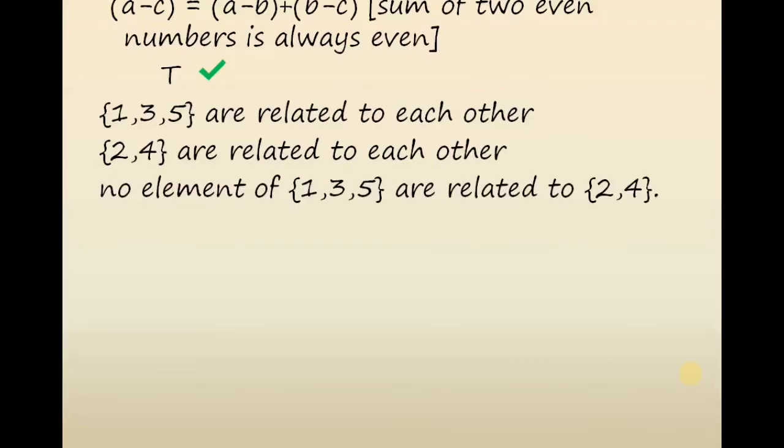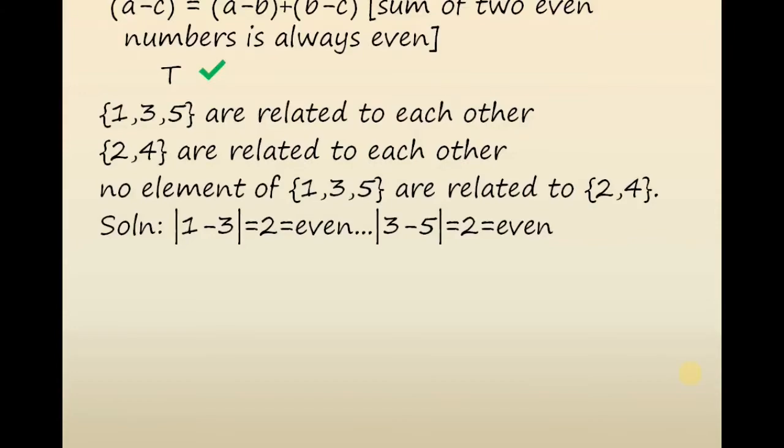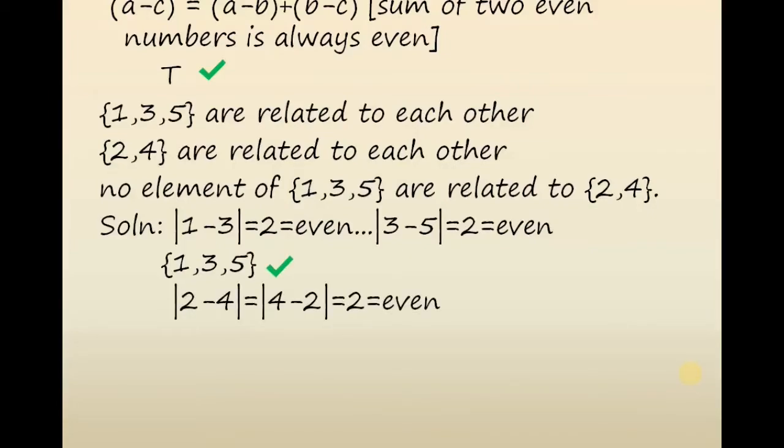And we had a second part, right? Let's see what they are asking. They said the set {1, 3, 5} must be related to each other, {2, 4} must be related to each other, but no element of {1, 3, 5} is related to {2, 4}. In what way must they be related? Remember the condition: |a − b| must be even. Here, your element a and element b are coming from the same set {1, 3, 5}. So if you take 1 and 3, you get 2, or 3 and 5, you get 2, which is even, right? So they are related to each other. Let's go for the set {2, 4}. 2 minus 4 is −2 and 4 minus 2 is 2, which is even. So that is also related to itself.